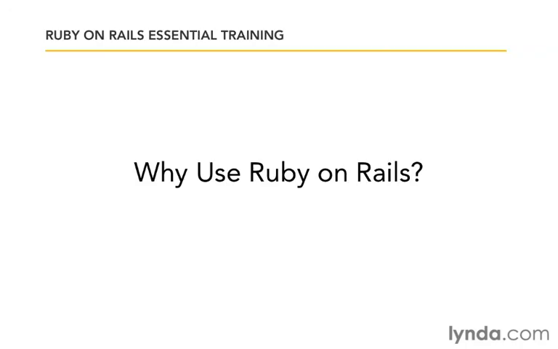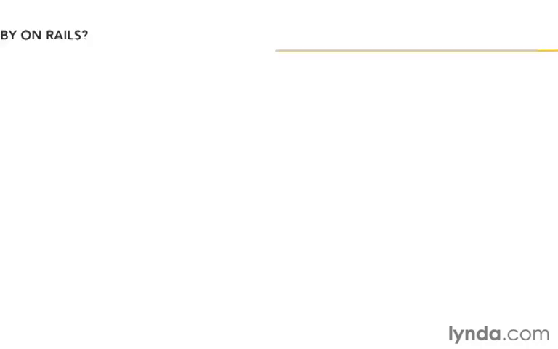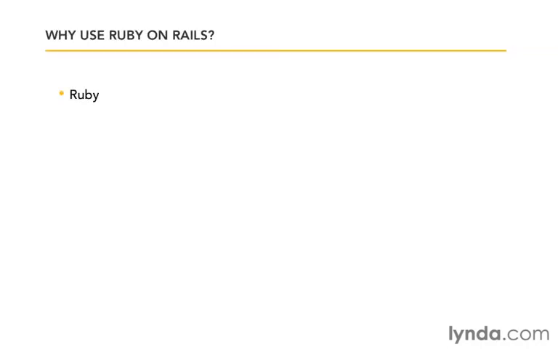Now that we understand what Ruby on Rails is, let's talk about why you would want to use Ruby on Rails as a web application framework. The best thing about Ruby on Rails is the Ruby programming language. Ruby is just a real pleasure of a language to work with. It's object-oriented, it's easily readable, it has an unsurprising syntax and behavior. It's just a great language to build a web application framework with.